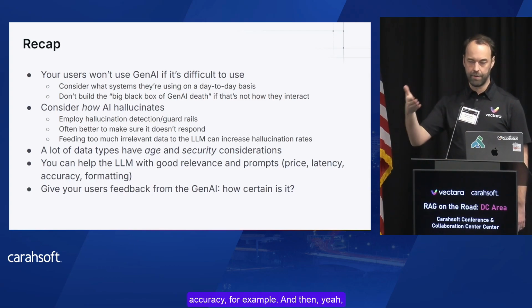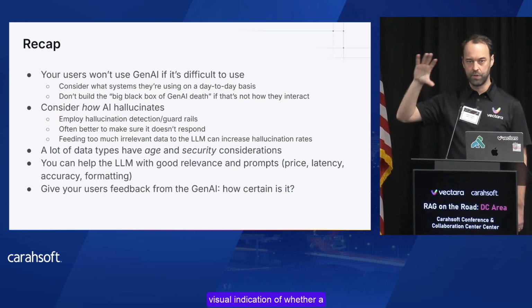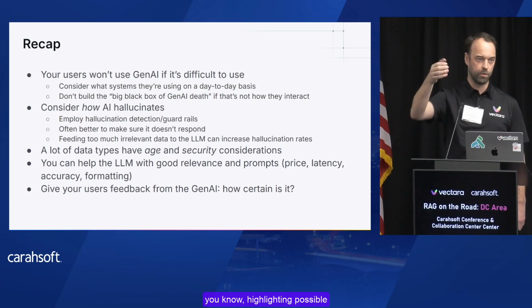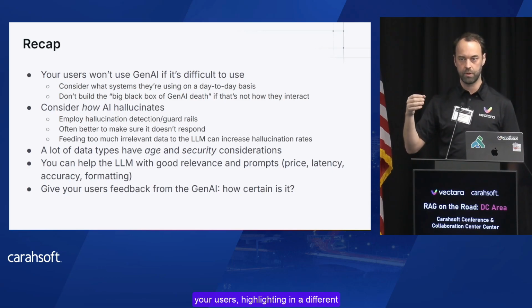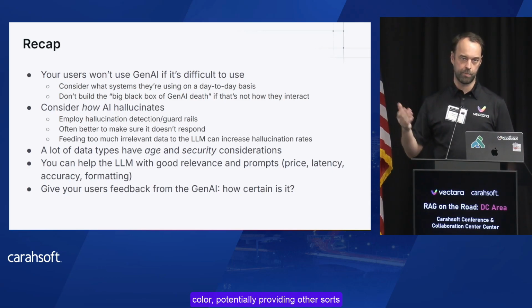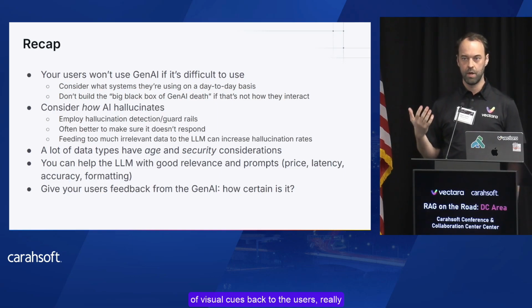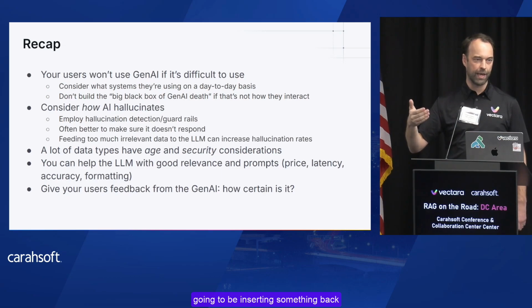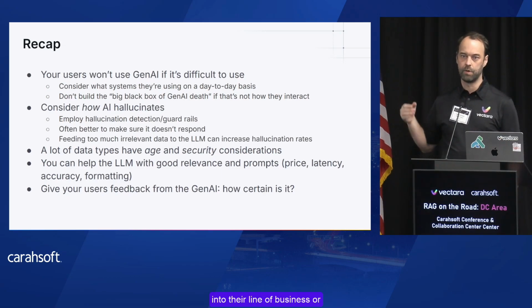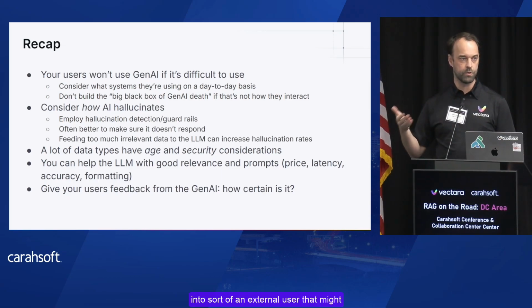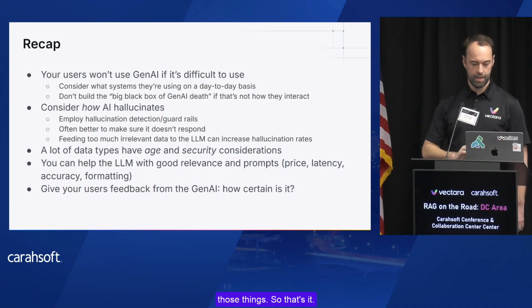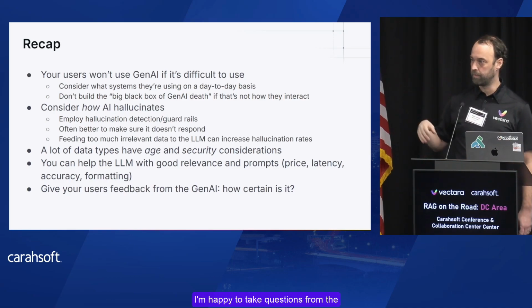Then, having a live visual indication of whether a hallucination has occurred, like you saw, highlighting that a possible hallucination has occurred back to your users, highlighting in a different color, potentially providing other visual cues, really helps them build trust that they're not going to be inserting something with falsehoods back into their line of business or to an external user. So I encourage you to do all of those things. That's it. Happy to take questions from the audience. Or, yeah, go ahead.